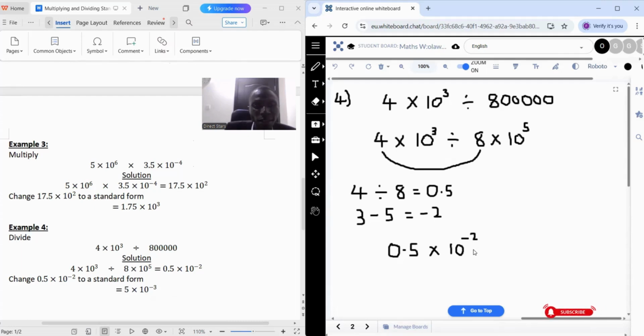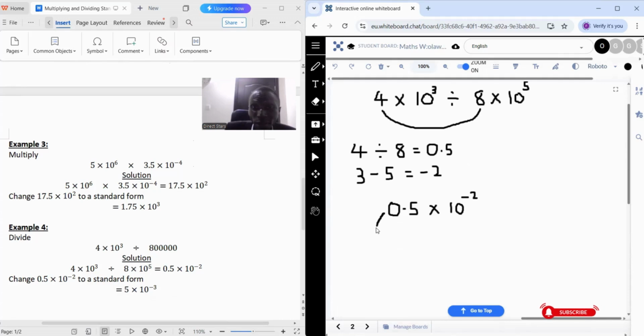But looking at this, it is not in standard form. Why? Because the first number is less than 1. So it means that we have to make 0.5, which is the first number here, bigger. It means that we have to increase it by 1 decimal place. Increasing it by 1 decimal place will reduce the power by 1 as well. It's just moving the decimal point to the right-hand side.